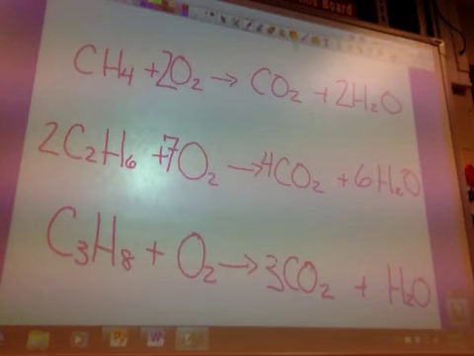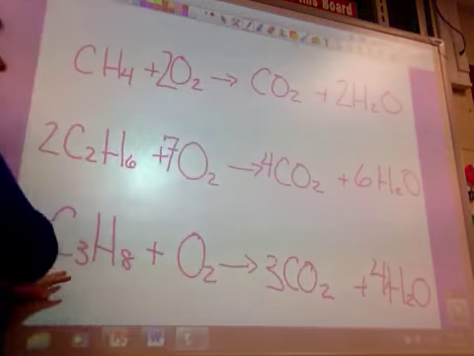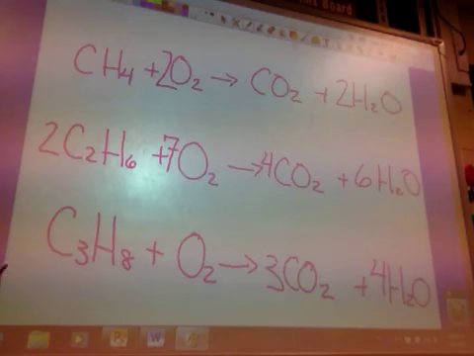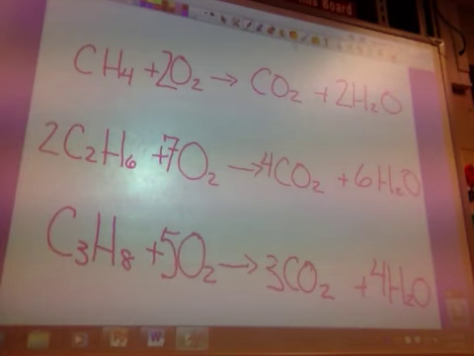So now if I wanted to balance this one, I have 3 carbons here, so I put a 3 here. My carbons are balanced. I have 8 hydrogens over here. If I add a 4 here, that gives me 8 hydrogens. Now I have 6 oxygens plus another 4 on the product side. So I need 10 oxygens over here. So to get 10, I would multiply that by 5.